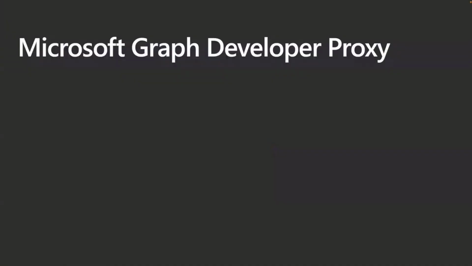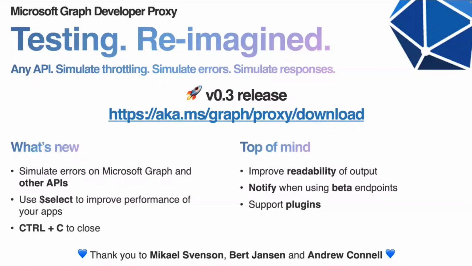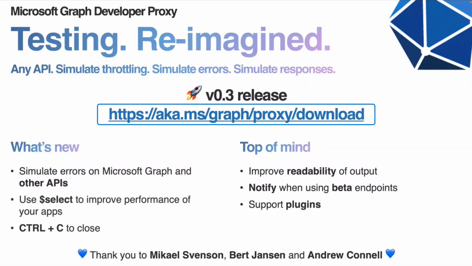Okay, moving on, new update. So we have Microsoft Graph Developer Proxy. If you've not heard about the Microsoft Graph Developer Proxy, check out the call from Tuesday where my colleague Waldek Mashtakaz did a demo of how to use the Graph Proxy with SPFx. But basically, it's a tool to simulate throttling, errors, and responses from Microsoft Graph and any other API as well. So the version 0.3 release is out. You can get it from the link on the screen.